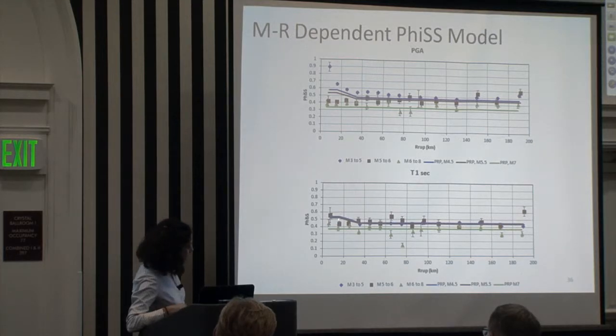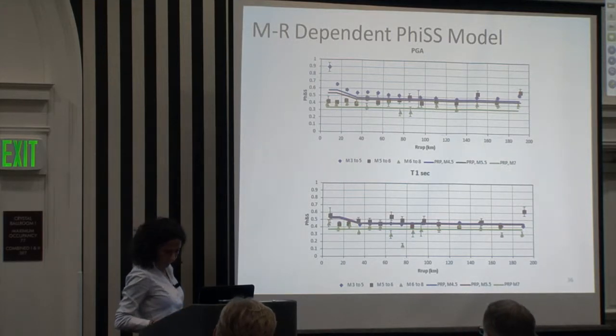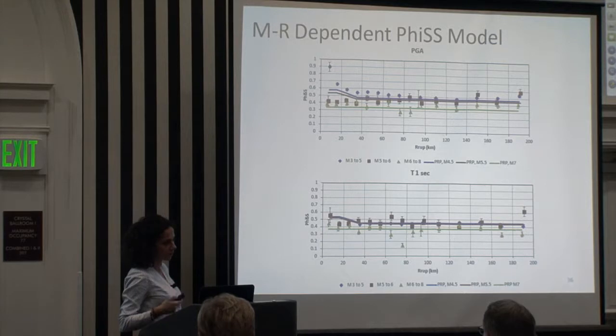At 1 second, they also had this distance dependence, and now with the California data, we can argue that maybe there isn't such distance dependence here at short distance. I don't know. So it's similar, but there are some differences.